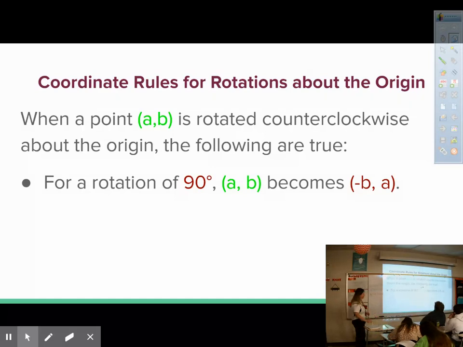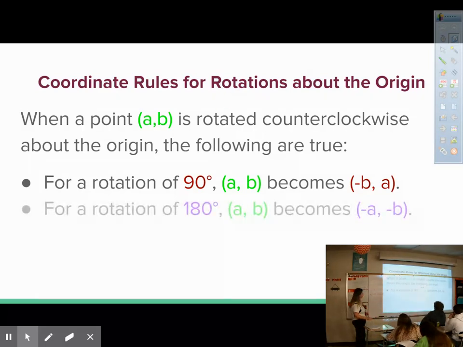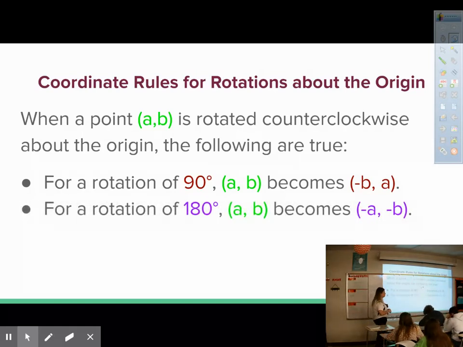All right, for your next one. For a rotation of 180 degrees, (a, b) becomes opposite of a, opposite of b. So negative a, negative b. What does that mean to do in our own words? Yeah, just change both signs. You don't have to flip anything. All you got to do is change the signs of both x and y.